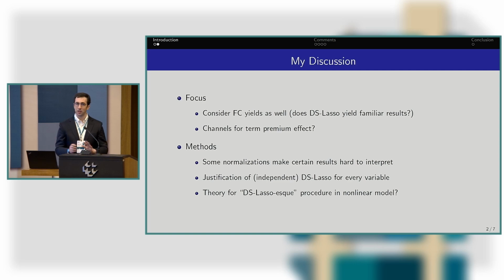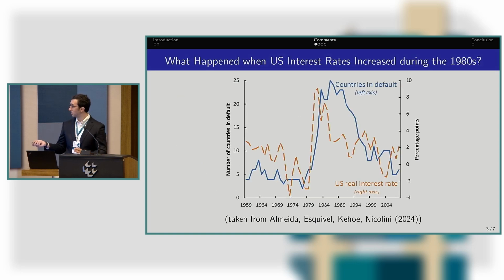But just to remind you of what happened in the 80s in emerging market economies, this is a picture taken from a paper by Victor, Carlos, Tim, and Juanpa. Some of you may know Tim and Juanpa. This is a paper about the effect of changes in US interest rates on debt sustainability in emerging market economies and on the outcome of renegotiations.